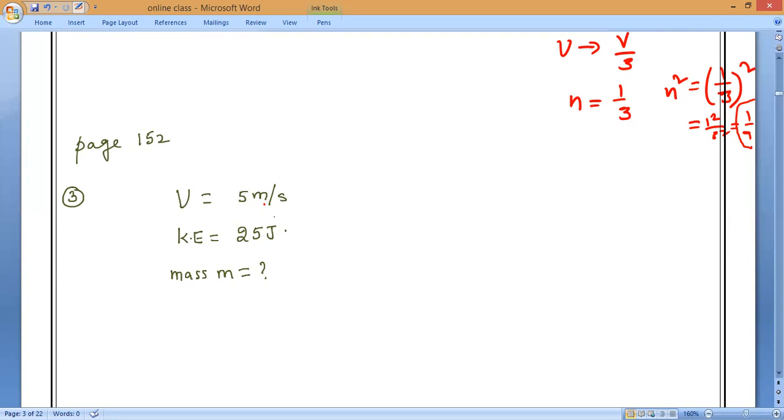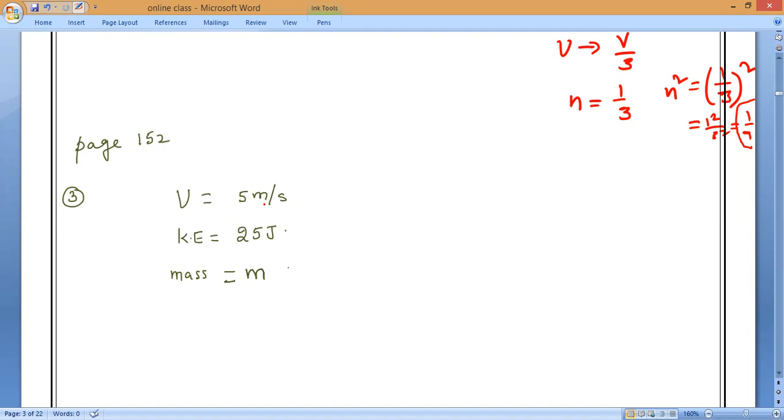Mass of the object is M. So M remains constant. They are not giving even that value. Check how tricky the question is. So there is no mass value also. They are giving the mass of the object as M. There is no value. Now they are saying what will be its kinetic energy when the velocity is doubled? And what will be its kinetic energy when the velocity increases 3 times?